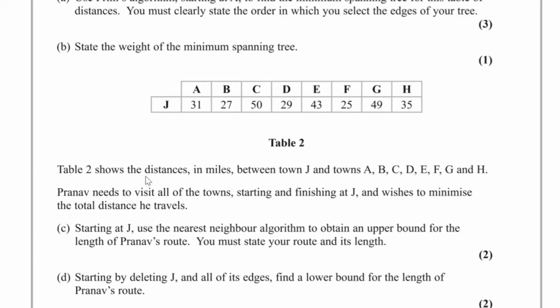For part C of the question, Table 2 shows the distances in miles between town J and towns A, B, C, D, E, F, G and H. Pranav needs to visit all of the towns starting and finishing at J and wishes to minimize the total distance he travels. Starting at J, we have to use the nearest neighbour algorithm to obtain an upper bound for the length of Pranav's route. You must state your route and its length.